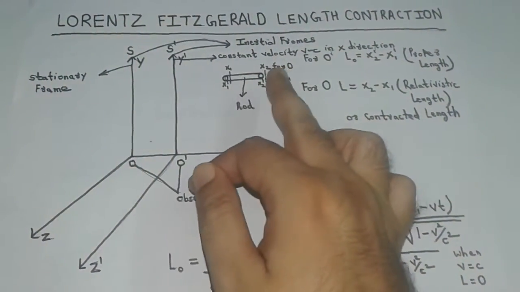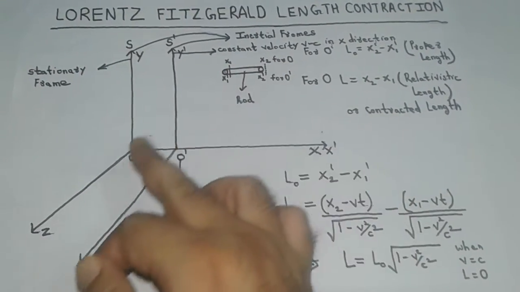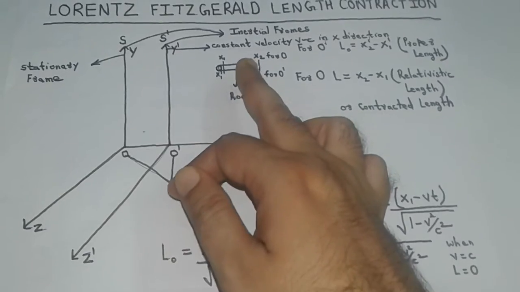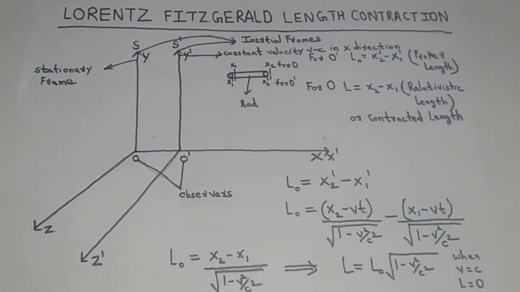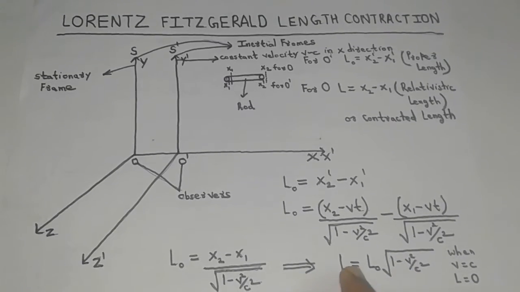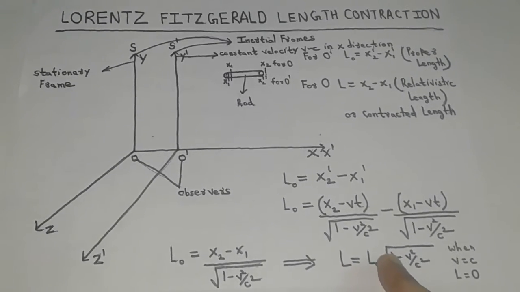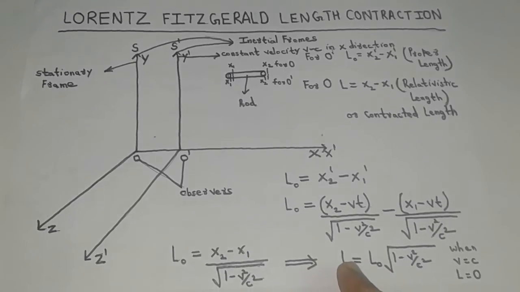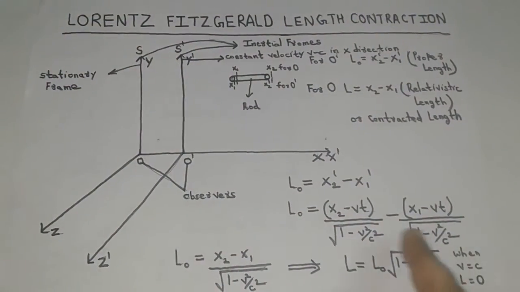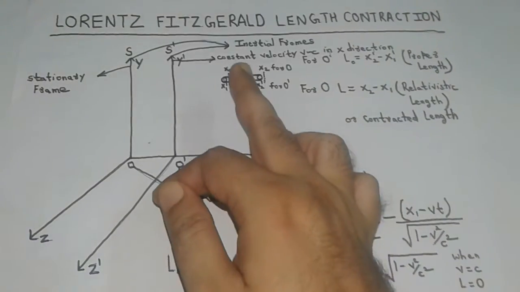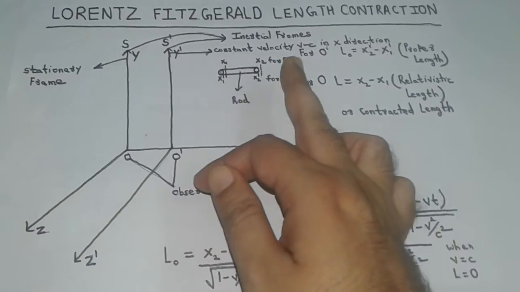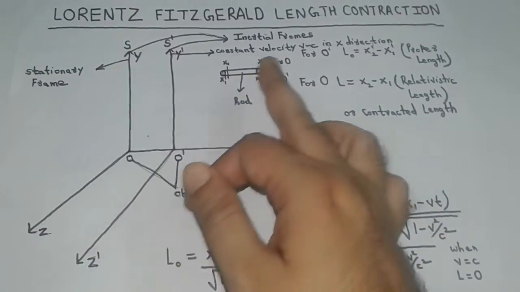So a rod moving with the velocity of light relative to a stationary observer will appear to be a point, which is impossible. Similarly, if v is greater than c, then L will be imaginary, which is impossible because the length of any material body is always real. So from this we can conclude that no material body can travel with a velocity equal to or greater than the velocity of light relative to a stationary observer.